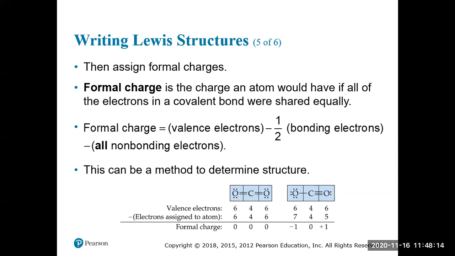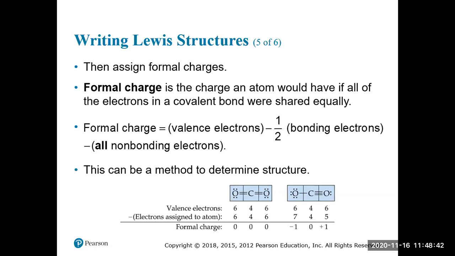So we talk about valence electrons, and we look at oxygen, and that's in the 6A group. Because it's in the 6A group, we know there's 6 valence electrons. For carbon, we look at where it's at in the periodic table, and that's in the 4A group. So that tells us there's 4 valence electrons there. So we go ahead and list out our valence electrons.